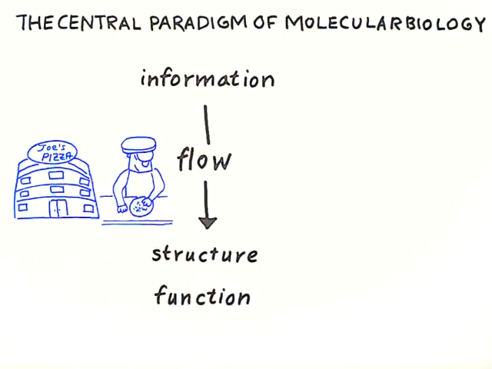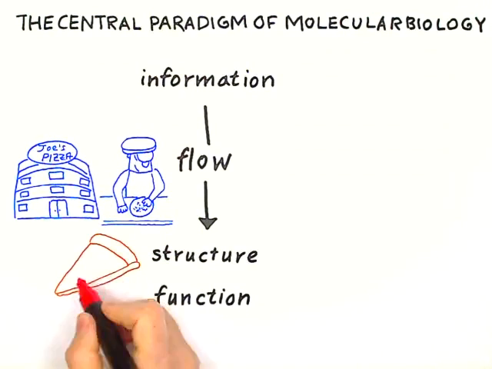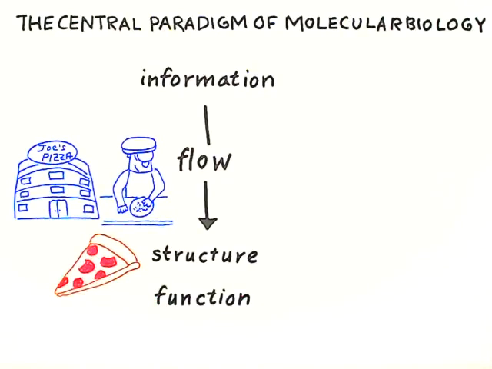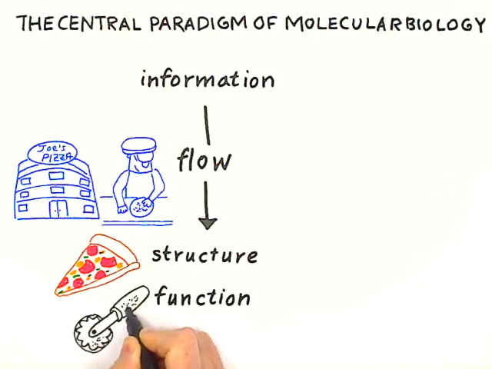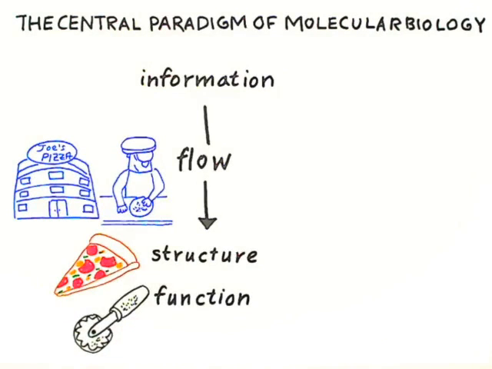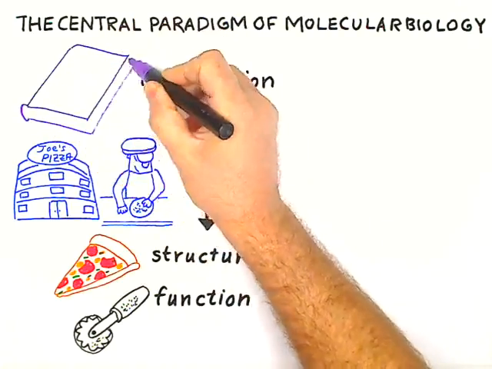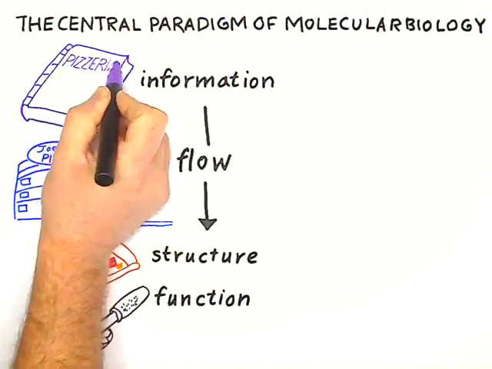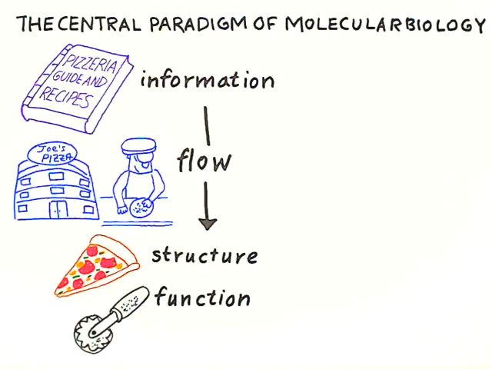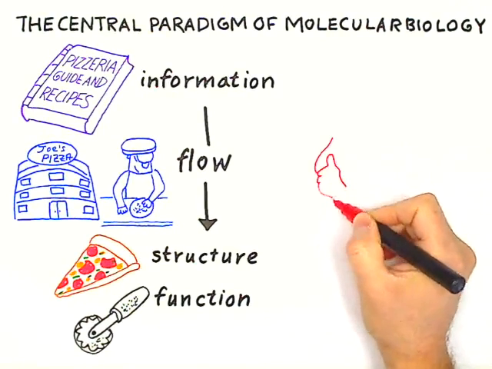In a pizzeria, structures are objects, like for example pizza slices, or functions, like for example pizza slice cutters. To build these objects, one can imagine a complete guide that explains how to build a pizzeria and which lists all the pizza recipes you'll ever need. The same logic applies to biology.